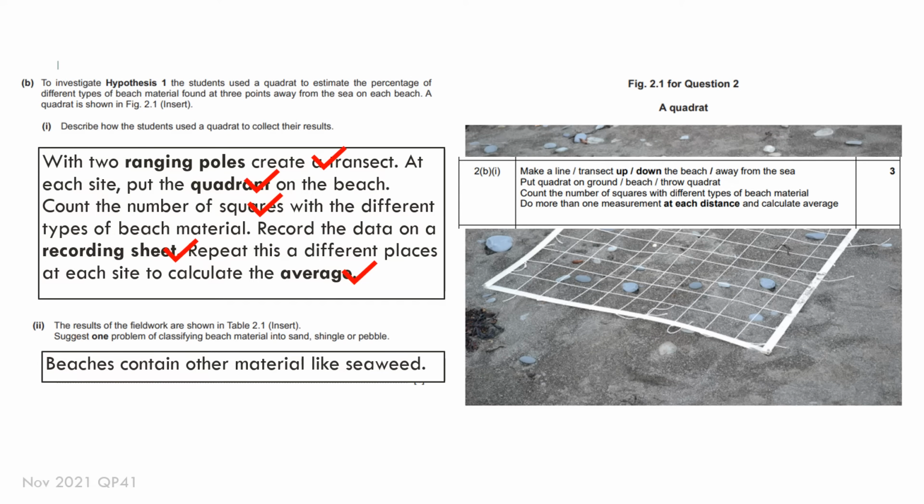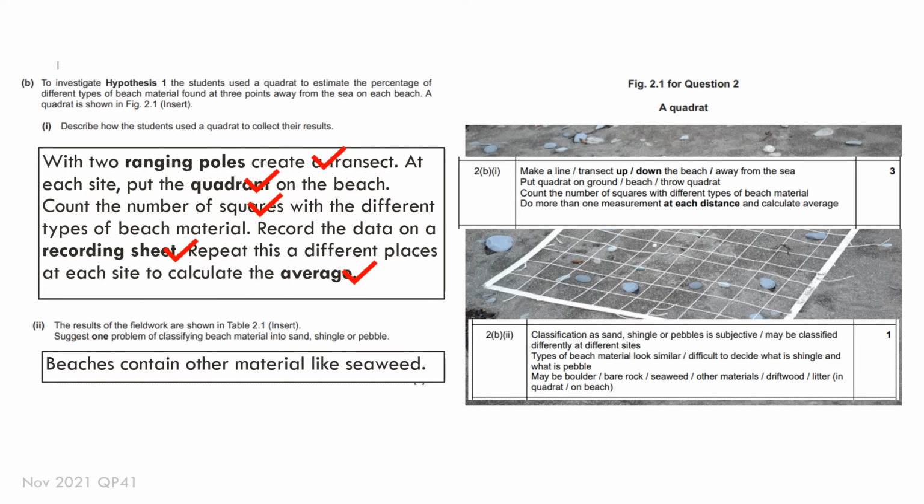And then likewise, beaches contain other materials like seaweed. For why it's a problem, you can see in the image there's some seaweed, other material that might not be classified because I'm only looking at sand, shingle, or pebble. And again, here you can see some issues collecting this type of data that you might want to include in your notes.